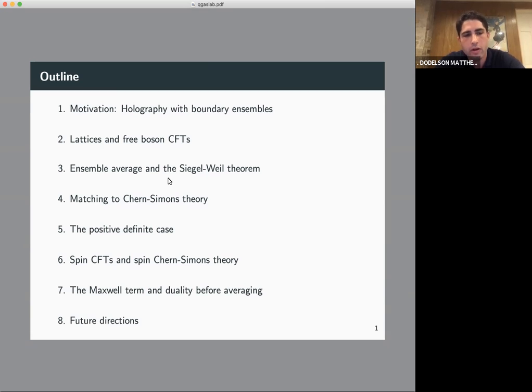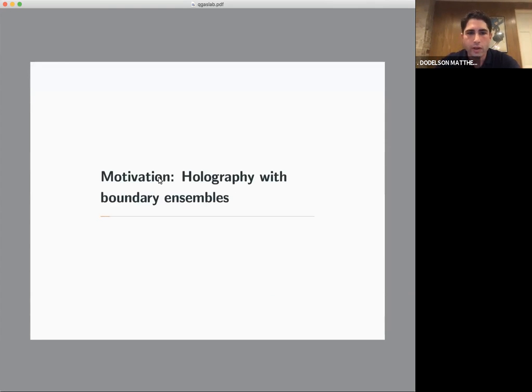In the next section, I'll discuss the positive definite case, a positive definite lattice, which has to be treated separately. And then I'll move on to spin CFTs, fermionic CFTs, and the duality to spin Chern-Simons theory. And finally, I'll conclude with some comments on the duality before averaging, and I'll speculate that this is related to adding a Maxwell term to the Chern-Simons theory. Okay, so that's where we're going. So let's start with the presentation.